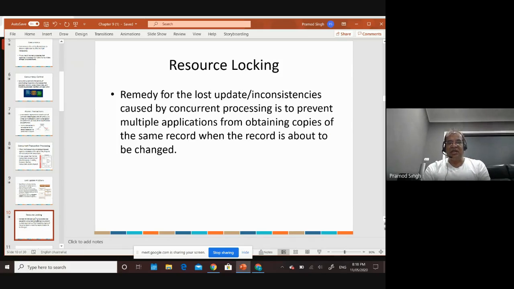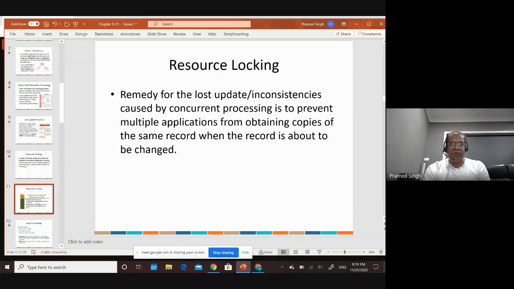But since locking was not done, and both of them actually read at the same time, and both of them did the modification one after another, one modification done by transaction 2 was lost. So that's how the remedy for a lost update or inconsistency is resource locking. Once multiple applications are obtaining a copy of the same record, it should be locked so that another process should not be able to take it.